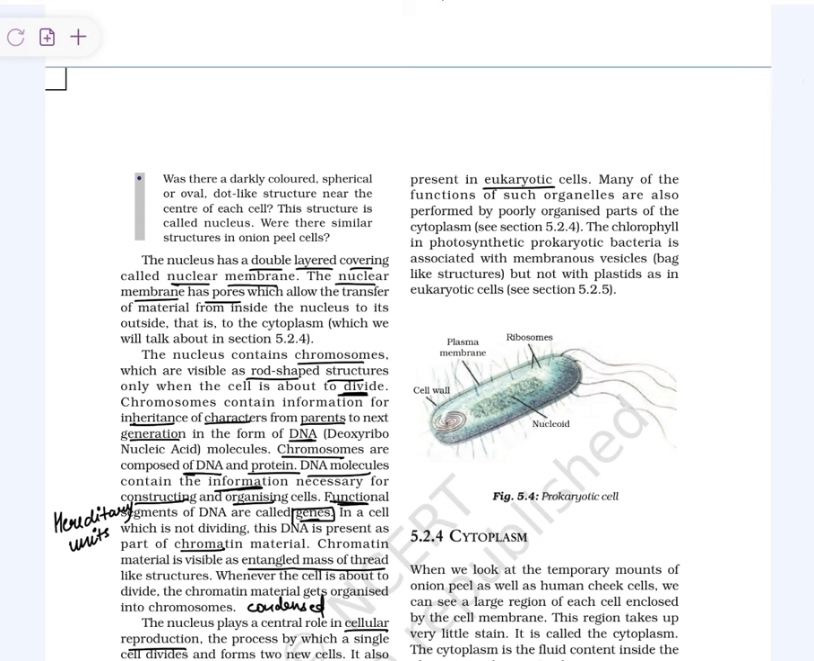So another point is that the cytoplasmic organelles in a cell, for example chloroplast and mitochondria, are not present in prokaryotic cells, but eukaryotic cells have these organelles. Many of the functions of such organelles are also performed by poorly organized structures. There are other structures in the prokaryotes which are very poorly organized, that perform their functions.